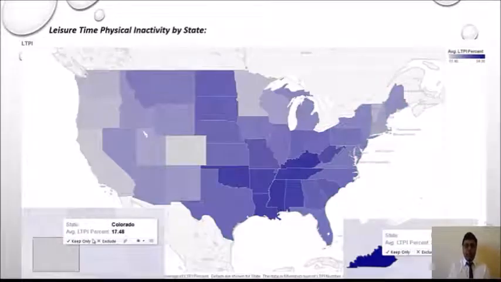Now going forward, this is leisure time physical inactivity. This is a little different from the other two. We see that Kentucky has been leading this statistic, and Colorado again has the minimum LTPI percentage.